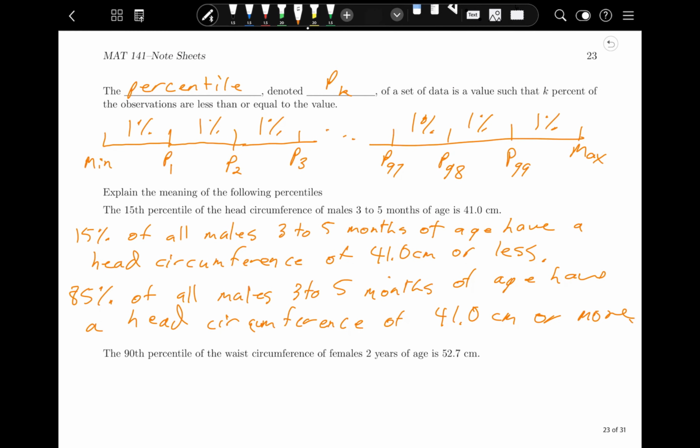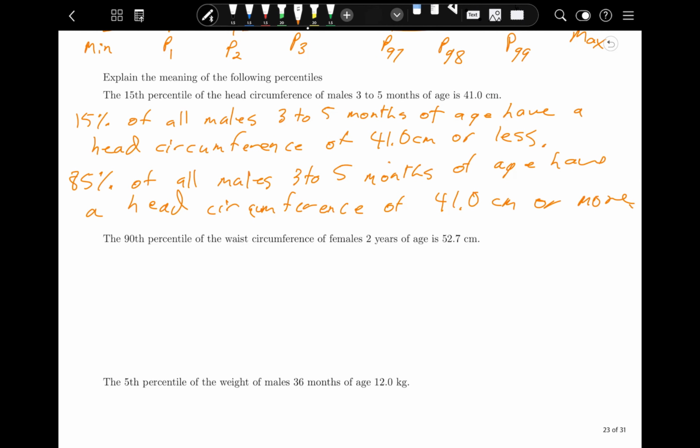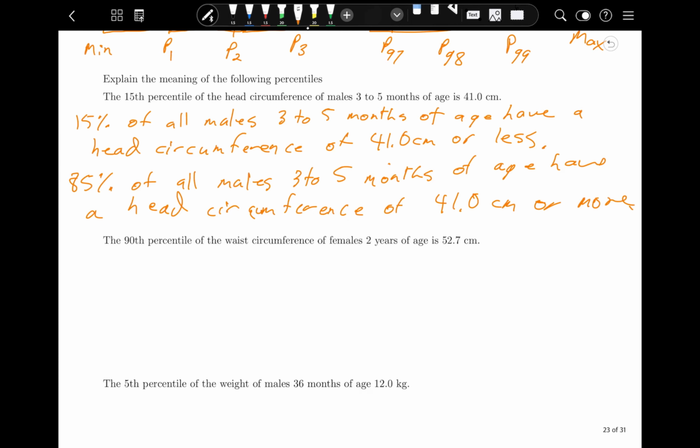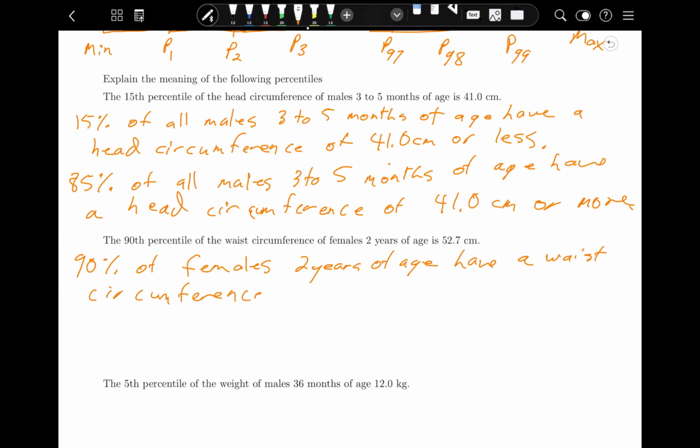So if we were doing the 90th percentile, it would be almost identical idea. So this one would be 90% of females 2 years of age have a waist circumference of 52.7 centimeters or less.